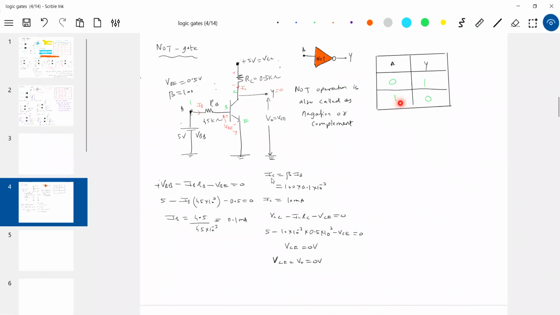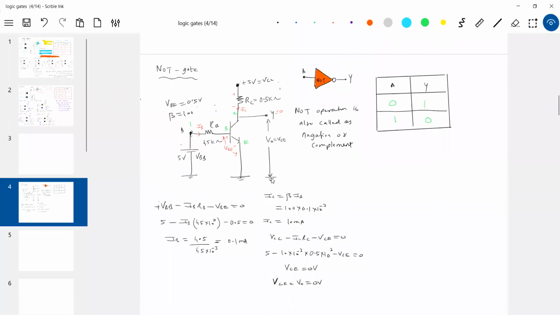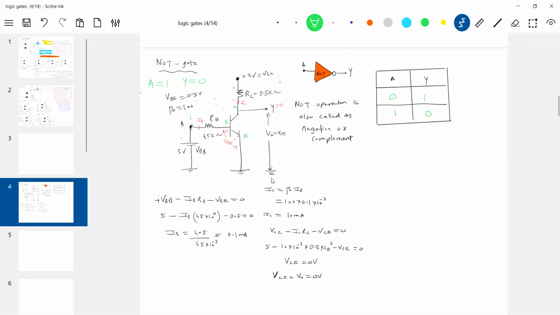So what have we tested? We have tested for this one, no? When A is high, output Y will be low. A is the input and Y is the output here. So the very first case we have verified: A equal to 1, Y equal to 0. Okay, let's see the other case. If A equal to 0, what happened? Let me apply it, no? Okay, let's see what we get. Same circuit.